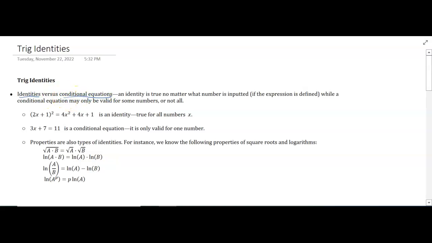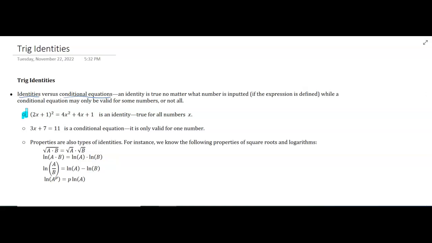An identity is true no matter what number is inputted, assuming that it's defined, while a conditional equation may only be valid for some numbers or maybe not any numbers at all. So for instance, looking at this first bullet here, we know if we square out that binomial, we square the 2x to get 4x squared, we square 1 to get 1, and we get double the cross terms. 2x times 1 is 2x, double that we get 4x. So that's true no matter what x value we plug in.